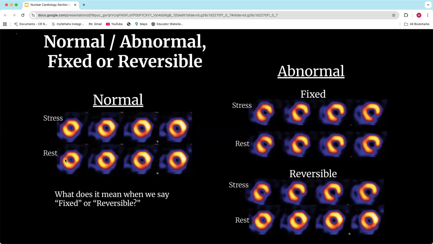Here's your normal, and then here's the stress test that's fixed. So this fixed one, what does this mean right here? Somebody tell me what this means. What do I have? Infarct or ischemia? You had an infarct. Yep. And the reversible, then obviously we have the ischemia.